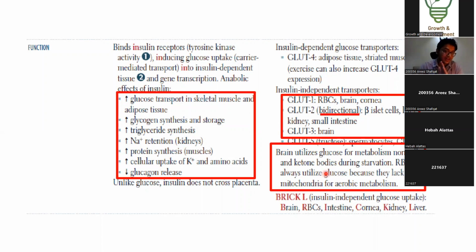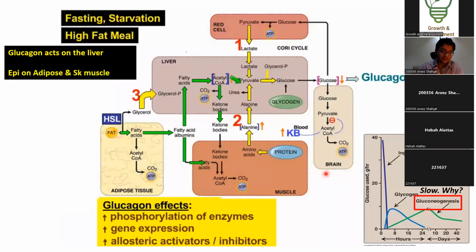So we're done with the well-fed state, or we're done with insulin. Alhamdulillah. Now, let's discuss what happens in the body when you're starving or fasting. This is very easy to understand, hopefully, since we've discussed all of the pathways. Blood glucose decreases when you're fasting. This stimulates glucagon release. Where is the action of glucagon?